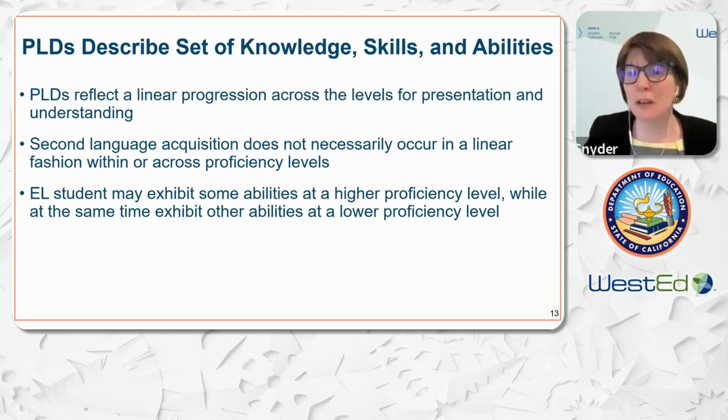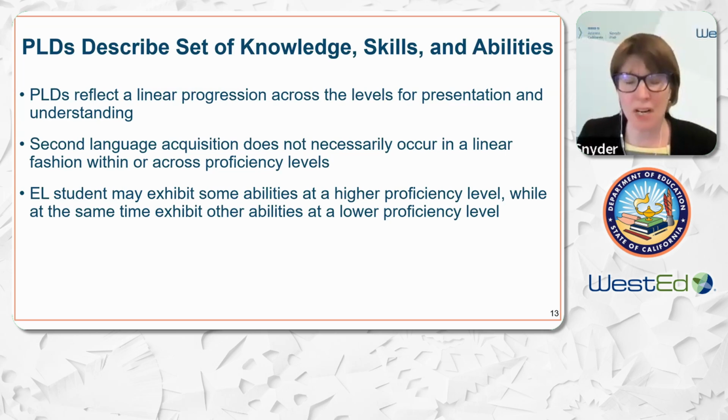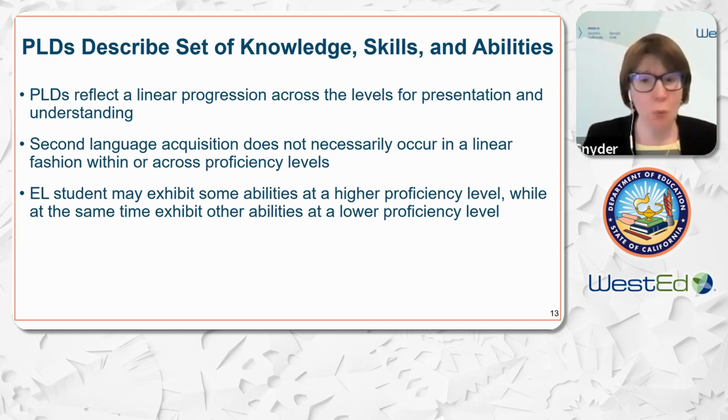So it's very important to note that while the PLDs describe an aligned set of knowledge, skills, and abilities at each proficiency level that reflects a linear progression across the levels, this is done for purposes of presentation and understanding. Actual second language acquisition, this is so important, actual second language acquisition does not necessarily occur in a linear fashion within or across proficiency levels.